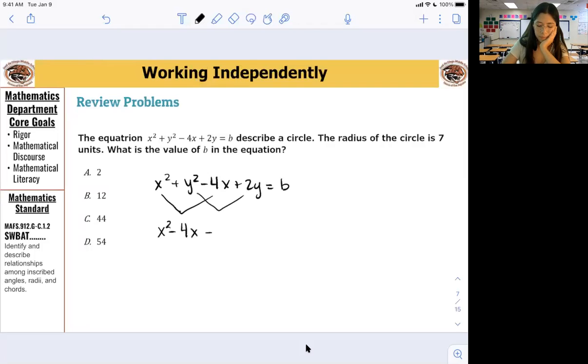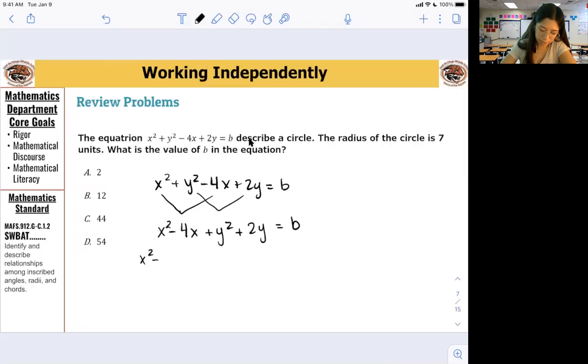Miss, shouldn't we put like the radius squared, like 49, as B? No, because B is not the radius. B isn't the radius because you can only have the radius when it's written in standard form. Oh, okay, got it. So it's not yet. Okay, so we write everything where it's supposed to be.